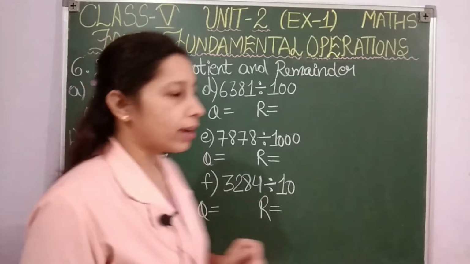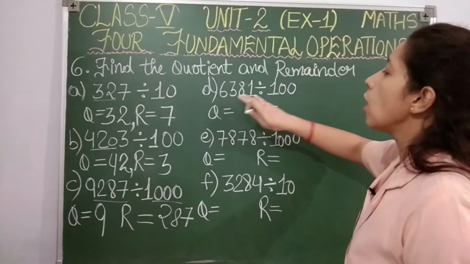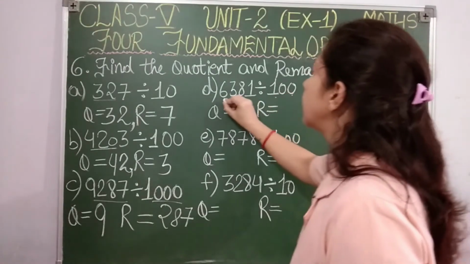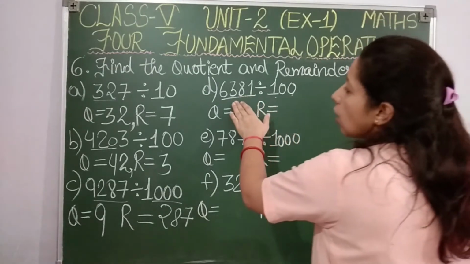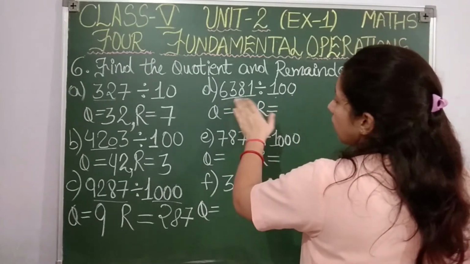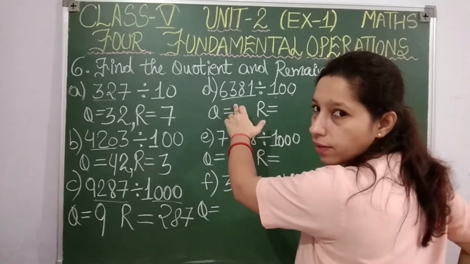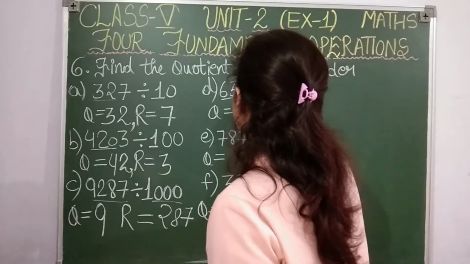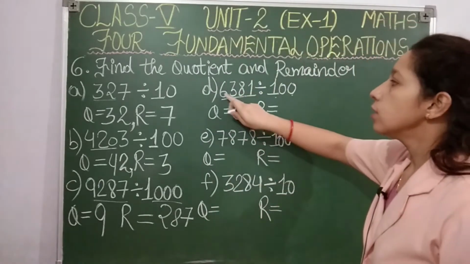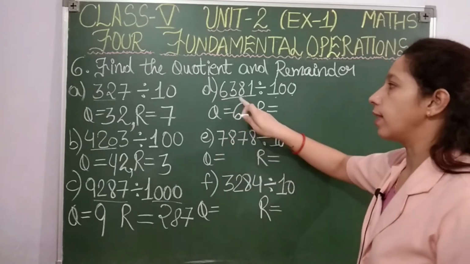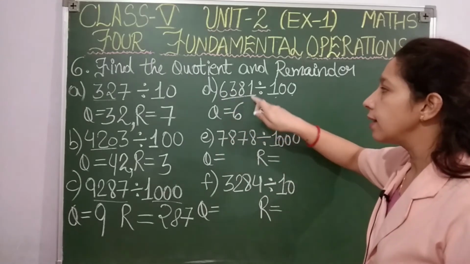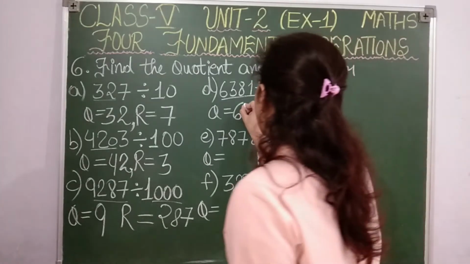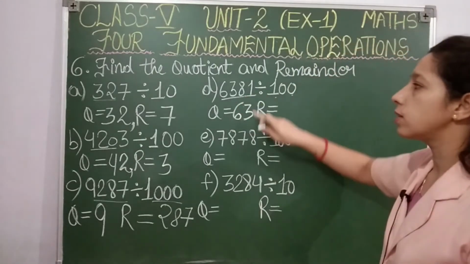Clear? Now let us see point number D, students. 6381 divided by 100. So again take the first 3 digits. So 638. In the 100s table, are you going to get 638? No, but we will get less than it. 100 sixes are 600. So write quotient here as 6. So now 638 minus 600. 38 will remain. 38 and this one. So 381. Again 100 threes are 300.